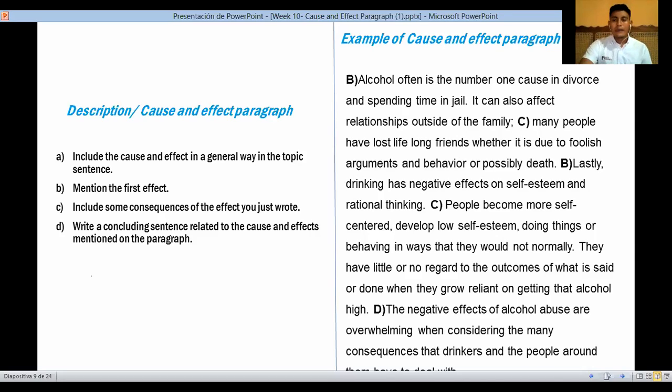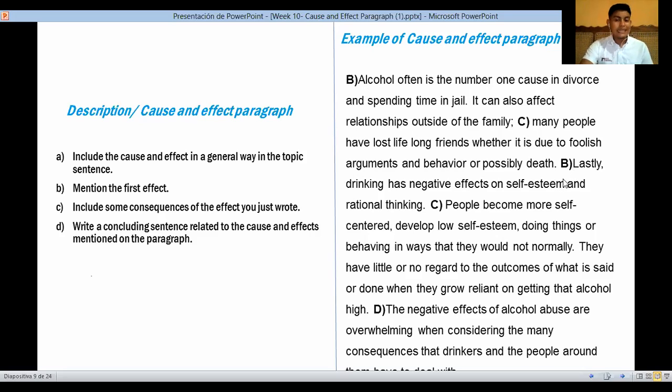Then we have literal C: many people have lost lifelong friends, whether it is due to a foolish argument and behavior or possible death. This is another consequence of literal B, because literal B said that alcohol is the number one cause of divorce and spending time in jail.